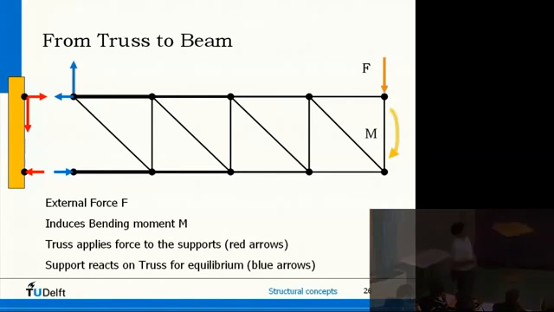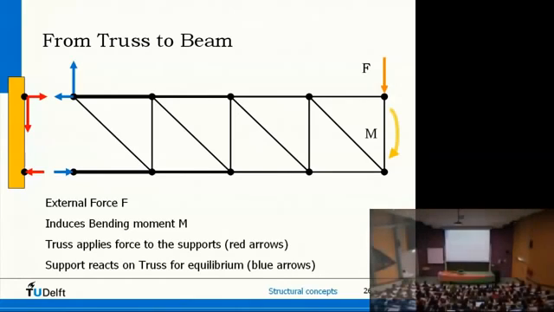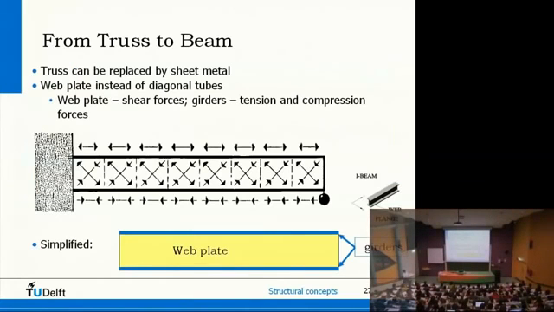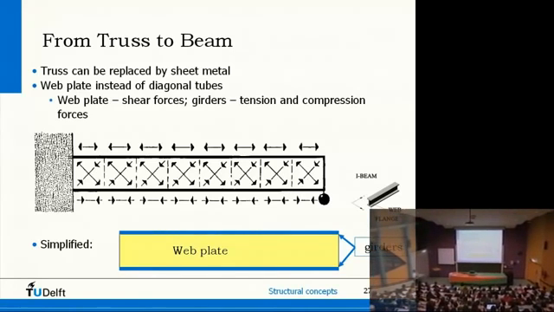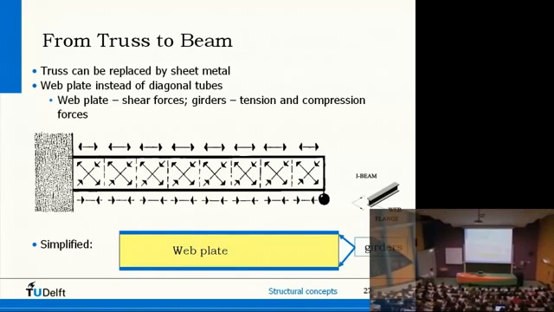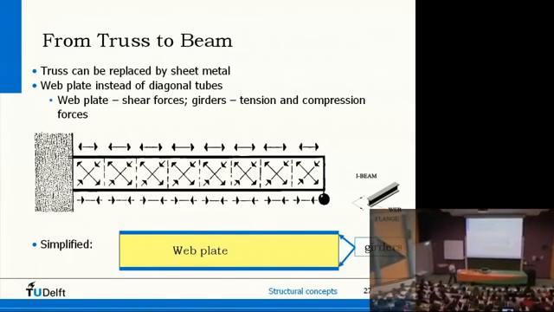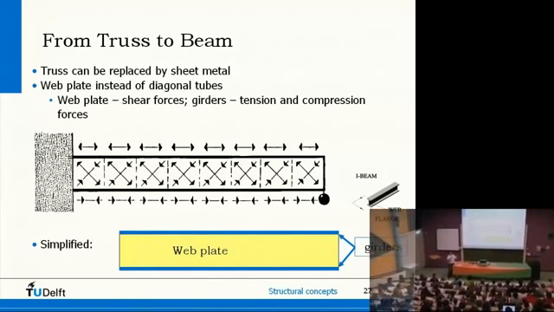Yeah? I started with this beam with a top flange, a lower flange, and a web plate in between. Well, that's what you see here: top flange or girder, a web plate, and a lower flange or lower girder. So here you see my simplified beam. And what you will see after the break is that a lot of structural elements have a beam-like shape.